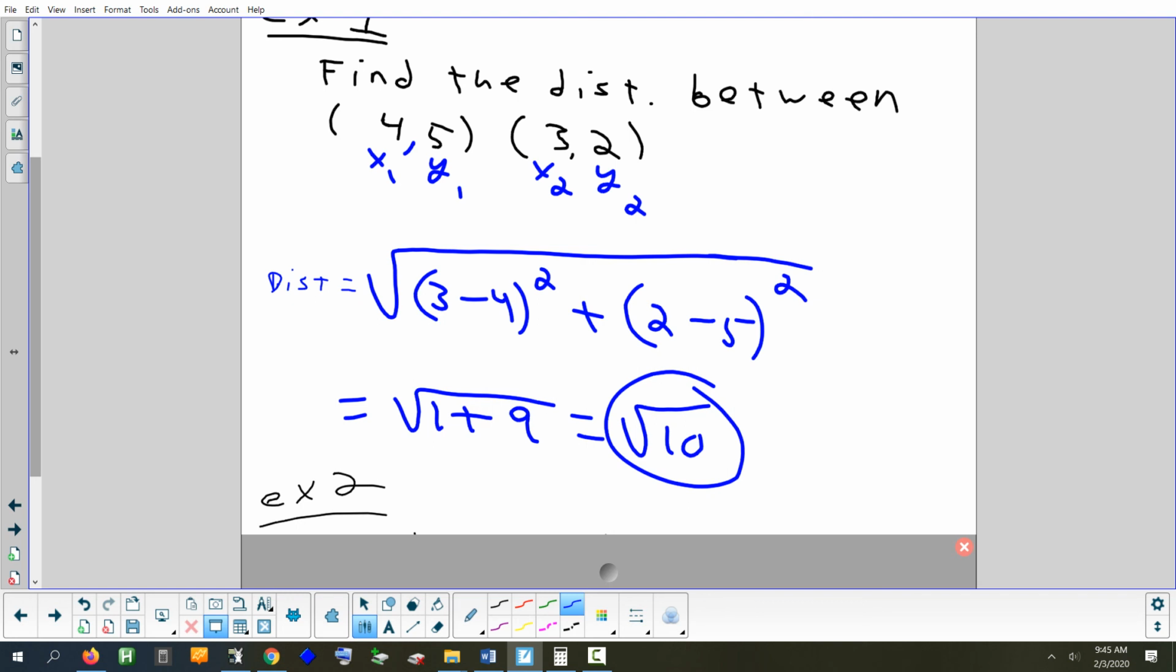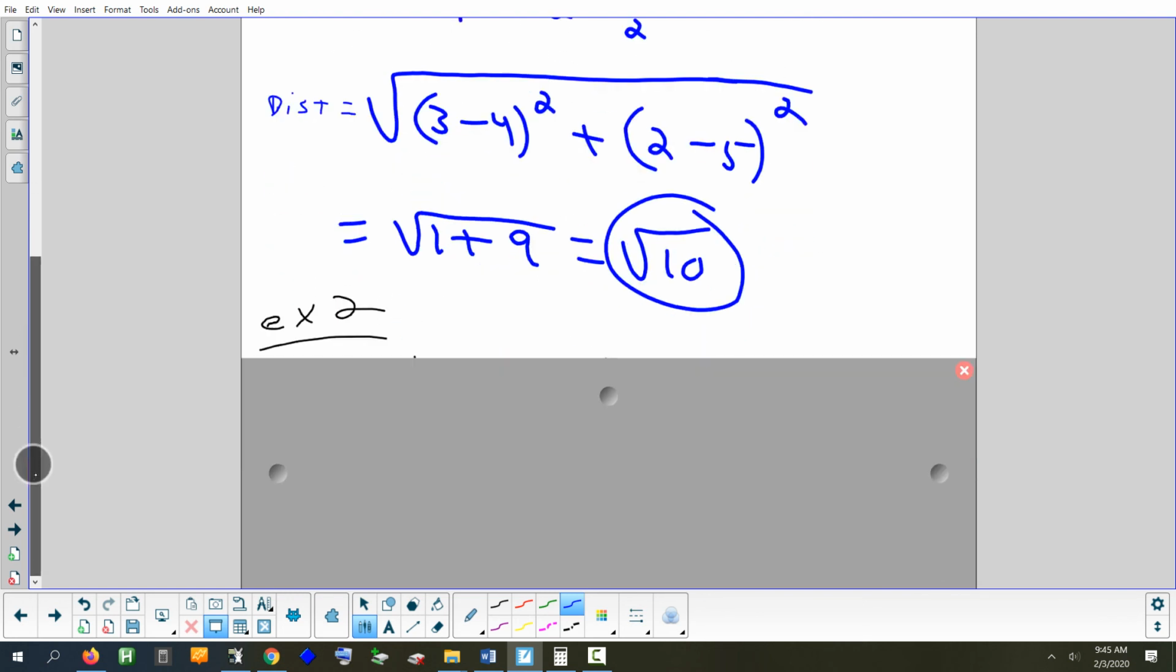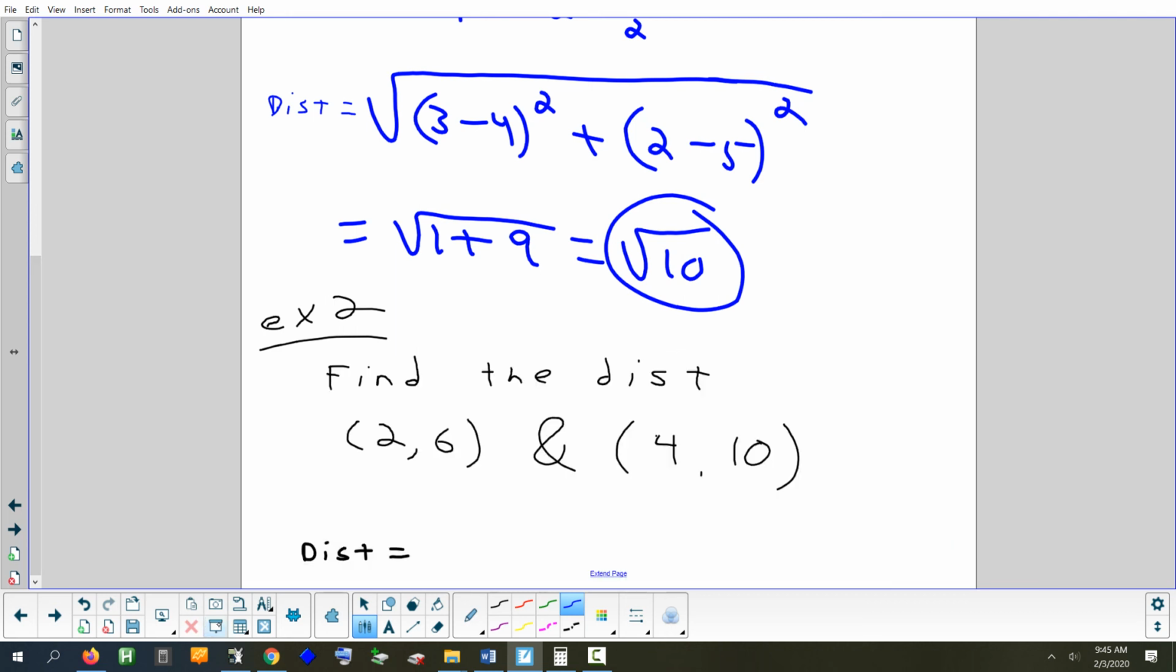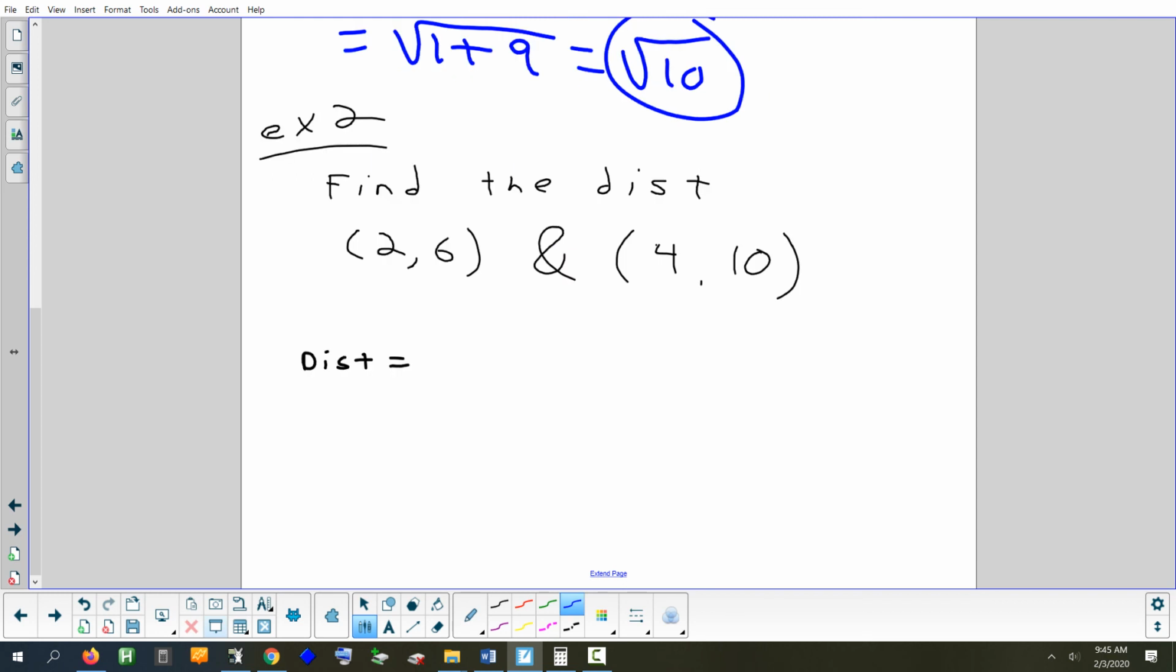Any question on that one? Okay. Now, square root of 10, you're done. There's nothing else to do. Okay. Let's look at this one.